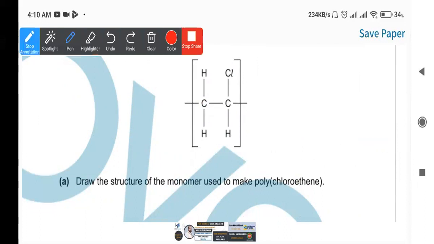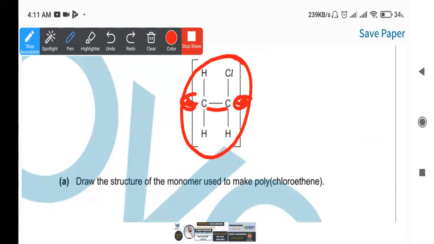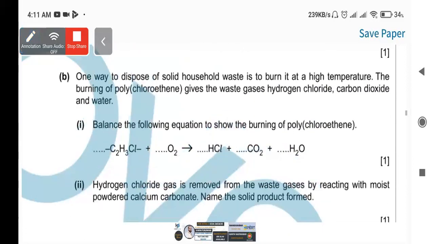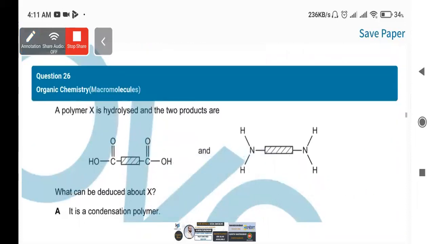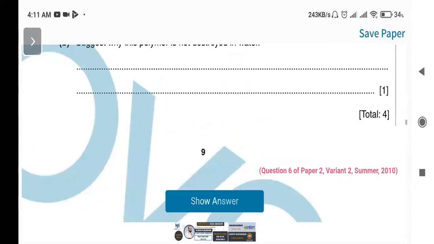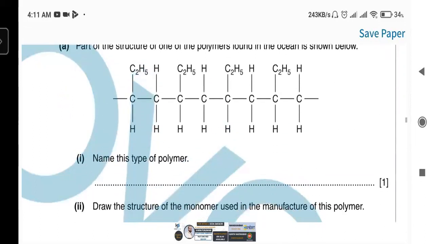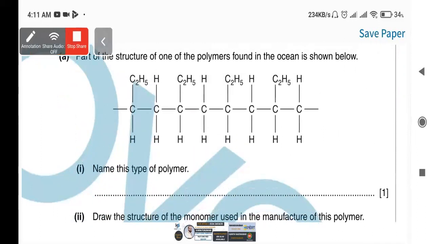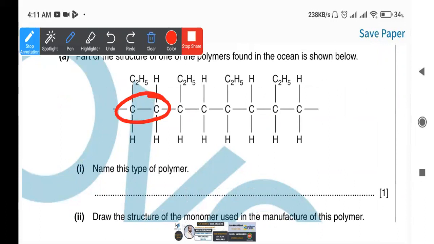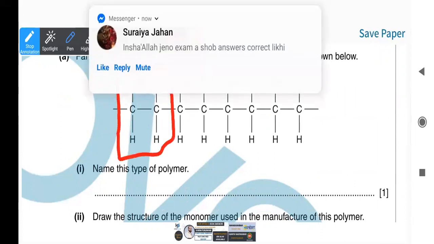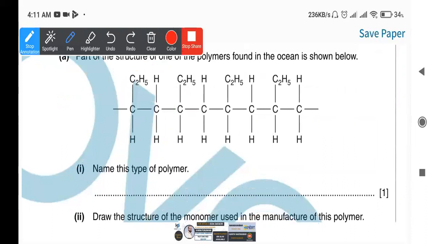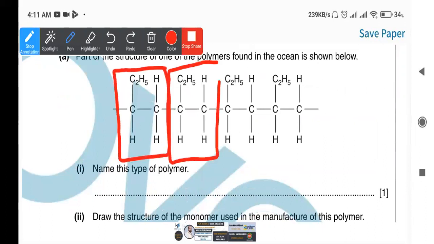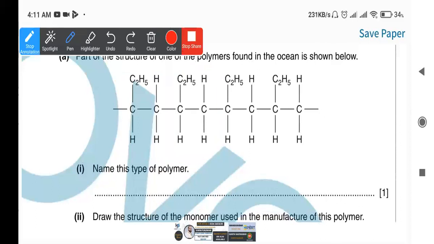Draw the structure of the monomer from here. This is an addition polymer. So how to draw the monomer? Take out this repeating unit, put a double bond between them, and omit these bonds. We have also discussed this. This is simply the burning reaction. This is an addition polymer. Draw the monomer: take out two carbon atoms, or take out a repeating unit, and then put a double bond between them. Same type.